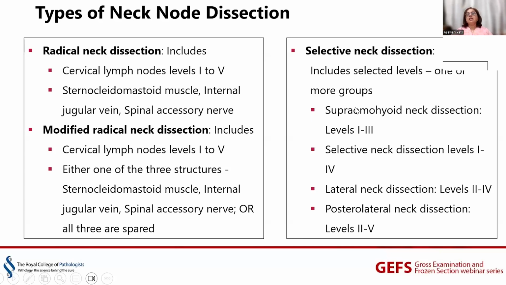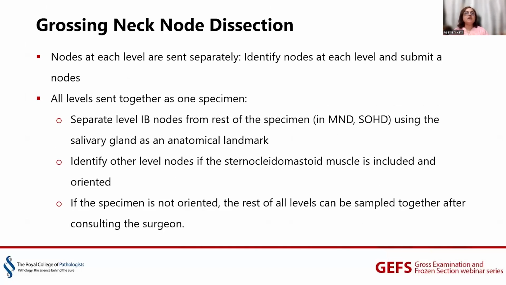Now, still less morbid is selective neck dissection. Here, only the specific levels of neck nodes are dissected. It can be 1 to 3, which is also called a supraomohyoid neck dissection, or it can be 1, 2, 3, 4. Or sometimes when we get any laryngectomy specimen, the levels are 2 to 4, bilateral level 2 to 4, 2, 3, 4 each side. Sometimes it can be posterolateral neck dissection, that is level 2, 3, 4, and 5. So once we understand these neck node levels and types of dissection, how do we gross them?